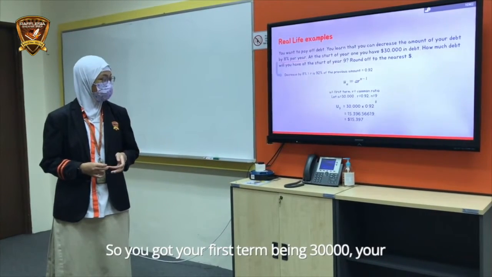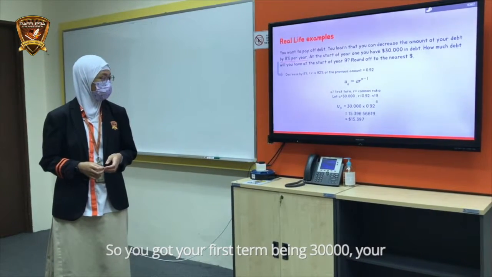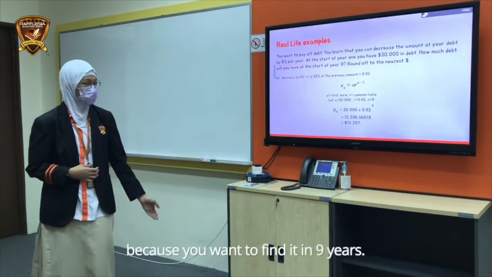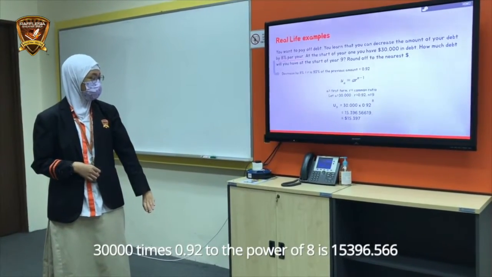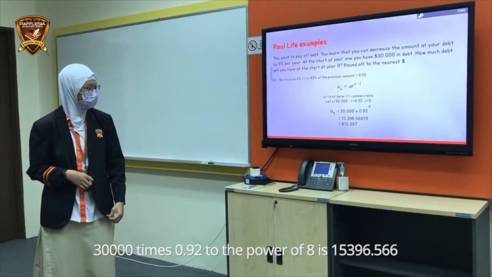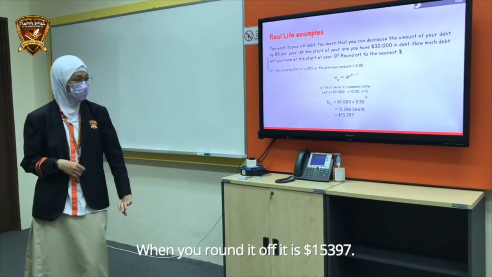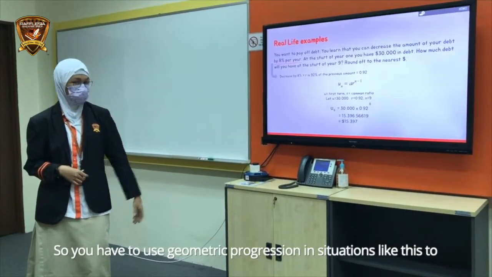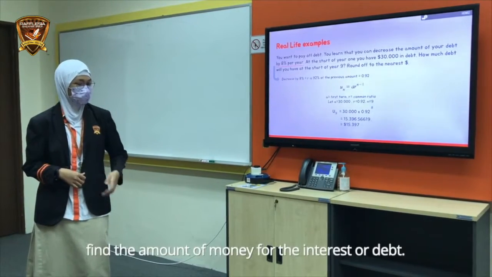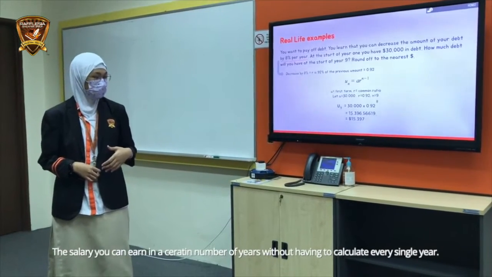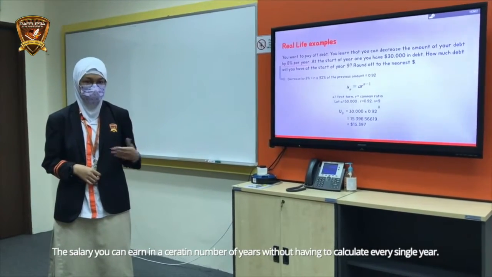So you let your first term be 30,000, your common ratio is 0.92, and your n is 9 because you want to find it in 9 years. So 30,000 times 0.92 to the power of 8 is 15,396.566. When you round it off, it's $15,397. So you can use geometric progression in situations like this to find the amount of money for interest or debt and salary you can earn in a certain amount of years' time without calculating each year one by one.